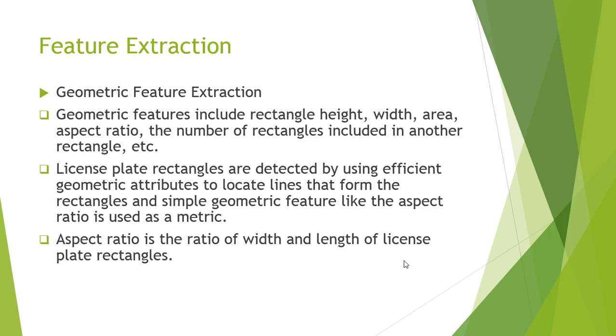Geometric feature extraction. Geometric features include rectangle height, width, area, aspect ratio, the number of rectangles included in another rectangle, etc. The license plate rectangles are detected by using efficient geometric attributes to locate lines that form the rectangles, and simple geometric features like the aspect ratio are used as a metric. Aspect ratio is the ratio of width and length of a license plate rectangle.